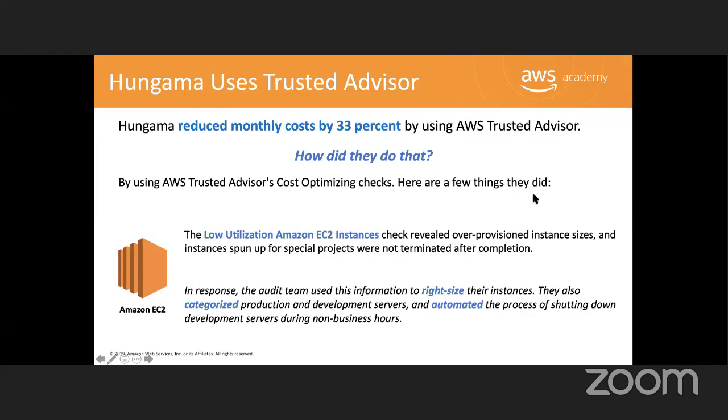Here are a few things they did. The low utilization Amazon EC2 instances check revealed over-provisioned instance sizes, and instances spun up for special projects were not terminated after completion. Okay, that's illogical, right? If you're not using them, terminate them, right? In response, the audit team used this information to right-size their instances. They also categorized production and development servers and automated the process of shutting down development servers during non-business hours.